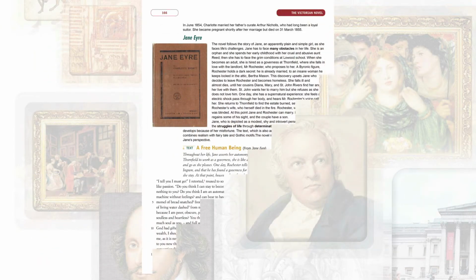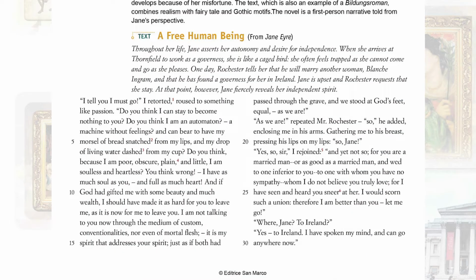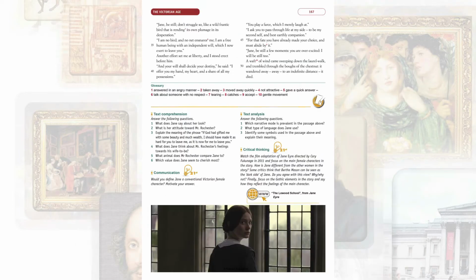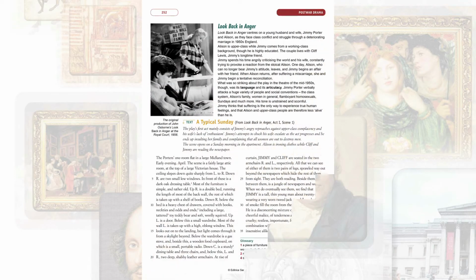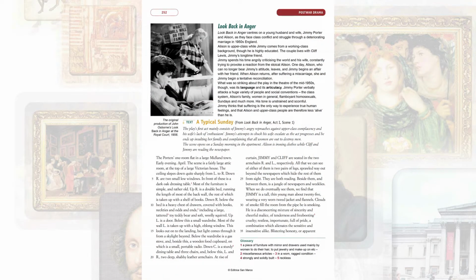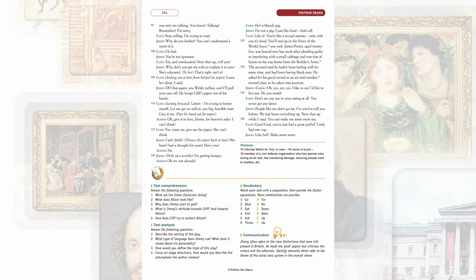You could pick an excerpt from Jane Eyre by Charlotte Bronte, maybe one of the dialogues between Jane and Mr. Rochester, where she fiercely reveals her independent spirit. Or why not consider a 20th century drama like Look Back in Anger by John Osborne, choosing one excerpt where Jimmy Porter, the main character, verbally attacks a huge variety of people and social conventions.